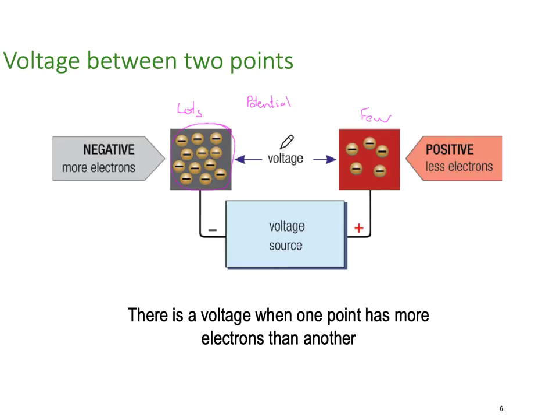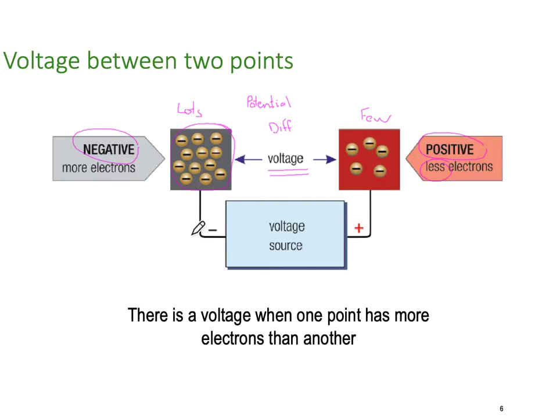So a potential difference, I'll just go DIFF so you know what I mean. Potential difference, and that's a voltage. So when you have more electrons, it's negative. When you have less electrons, it's positive. Now I know that's counterintuitive, so it's important we get that set in our heads right now.